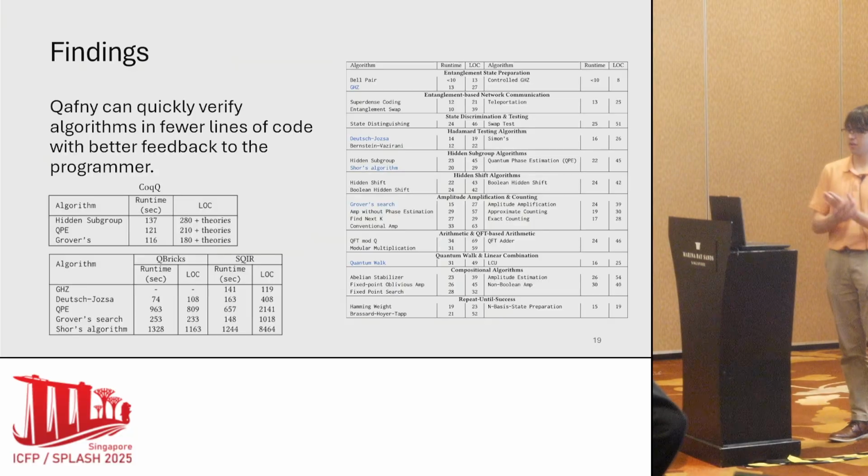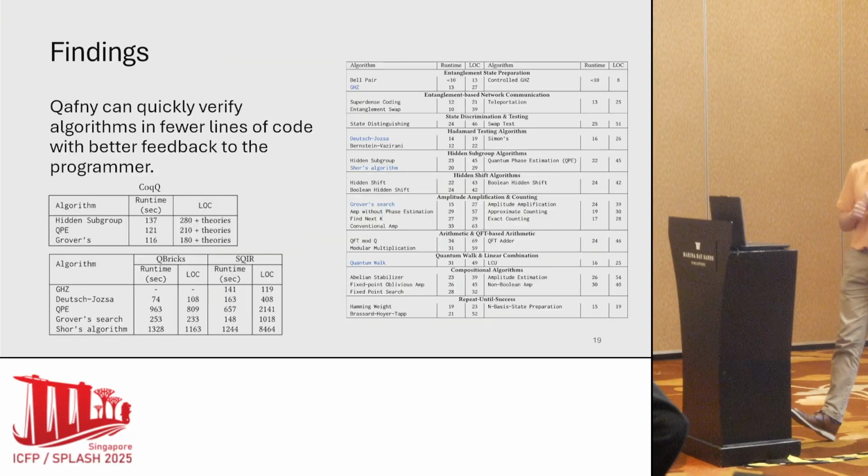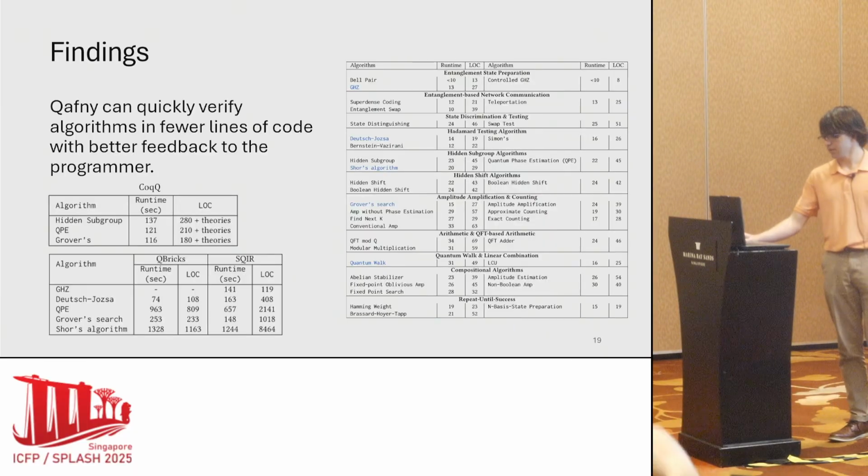Our findings are that QafnyC can quickly verify algorithms with fewer lines of code and better feedback to the programmer. These are the 37 programs that I've been mentioning throughout this talk. As we can see, they're ranging to maybe a maximum of 50 lines of code, whereas compared to CoqQ, QBricks, and SQIR, even something like GHZ can get to 119 lines of code. So it's a lot easier to write quantum programs and then verify them using QafnyC.